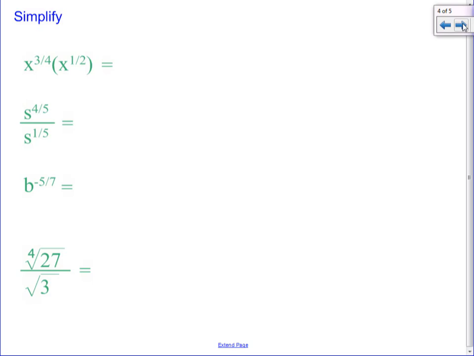1 1/4 or 5/4. Okay, so if you take 3/4 plus 1/2, we get 5/4. Your calculator can tell you that. But we need to write this in radical form. So this would be, what goes on the x? 5. And our 4 goes out here.